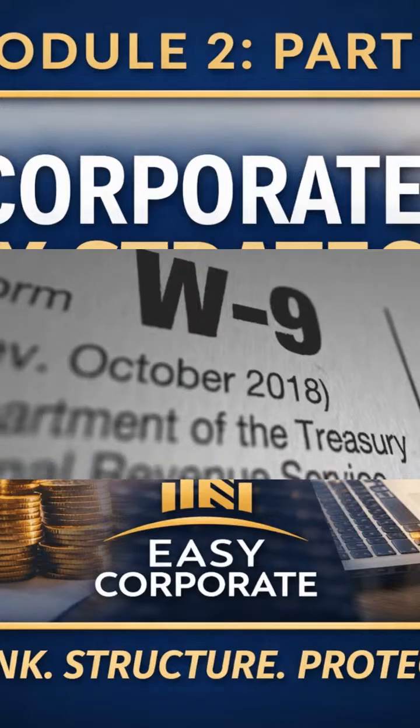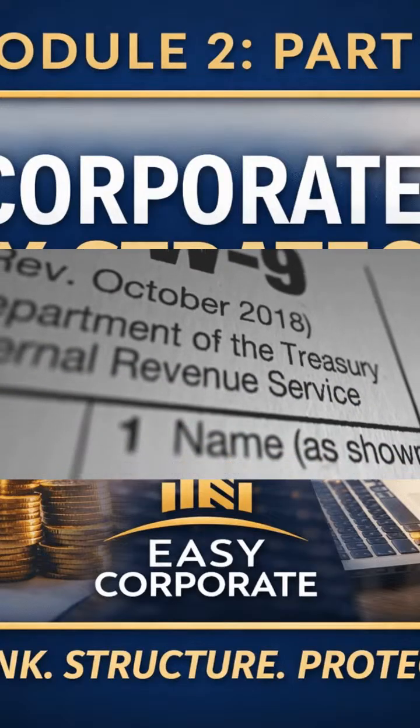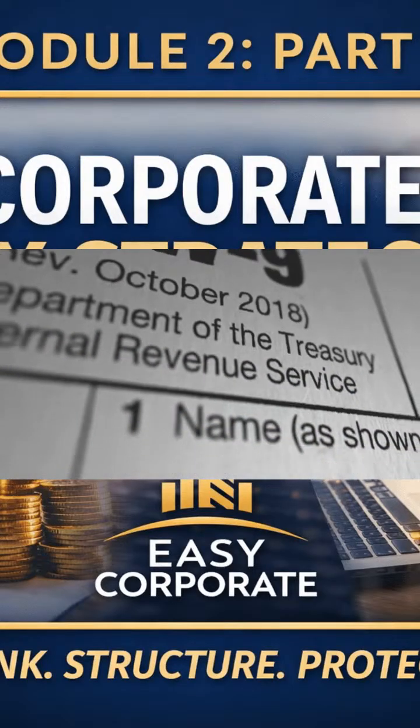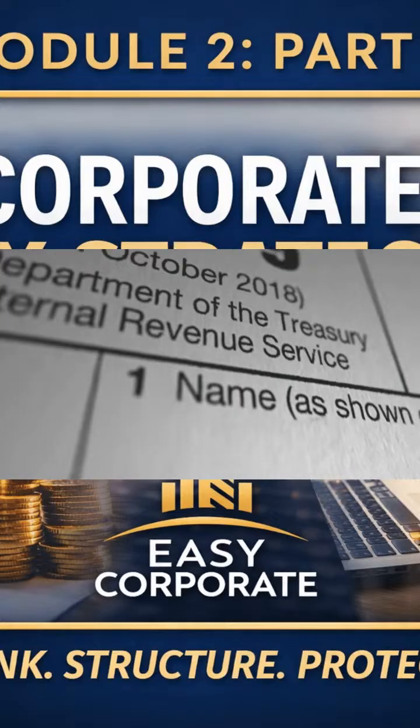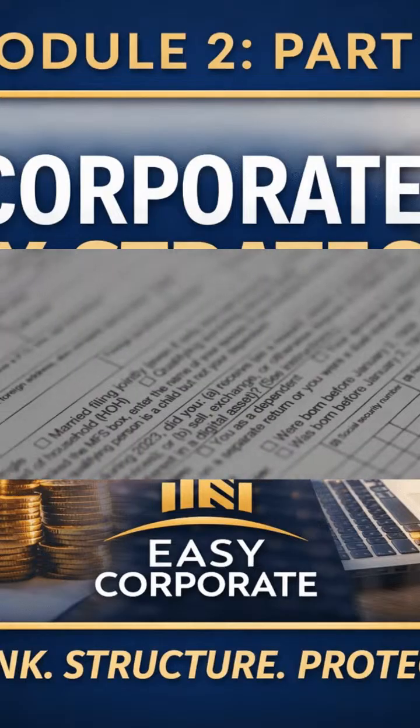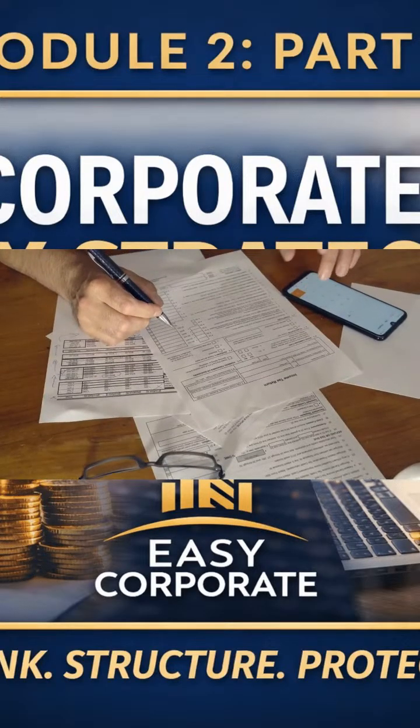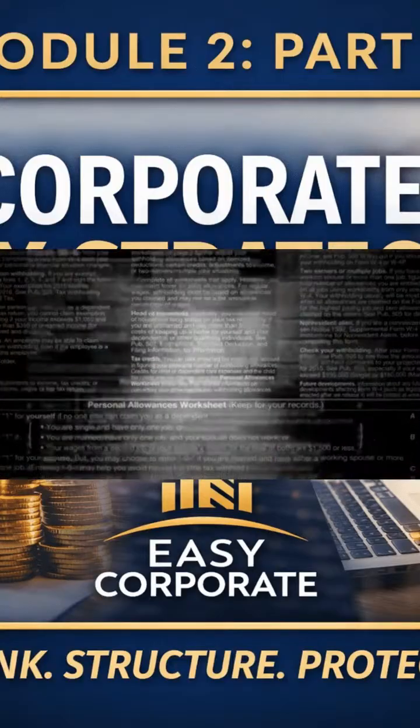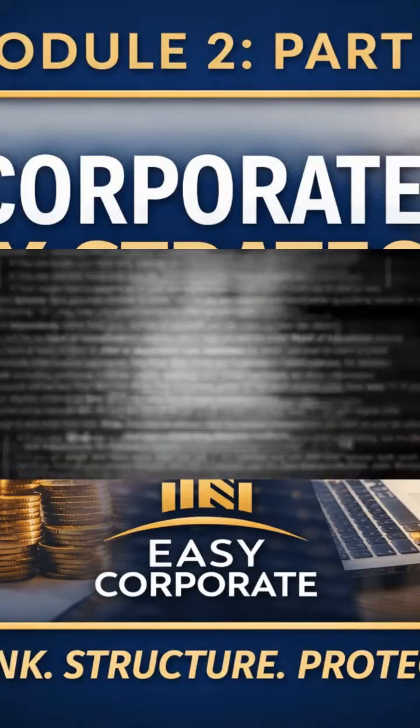Always collect a W-9 to obtain the contractor's tax identification number before paying. Issue a 1099 when total payments reach $600 or more. Maintain invoices, contracts, and receipts for accurate records. Verify legal names and TINs to avoid mismatches and penalties.